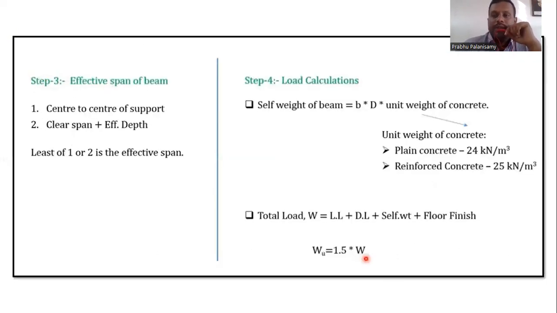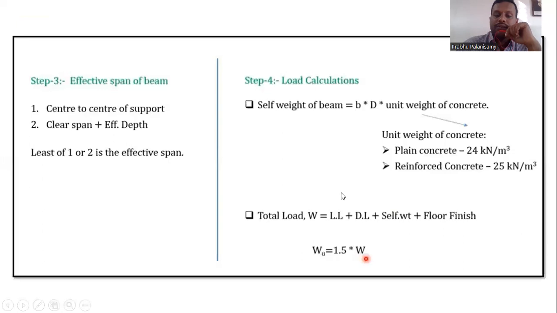The effective span can be identified by two criteria: center to center distance of support, and clear span plus effective depth. So we can take whichever is the least. And load calculation, as we know, the self weight is length, breadth, and depth into unit weight. The unit weight of the concrete is 25 kilonewton per m cube, and if it is plain concrete, just 24 kilonewton per m cube.